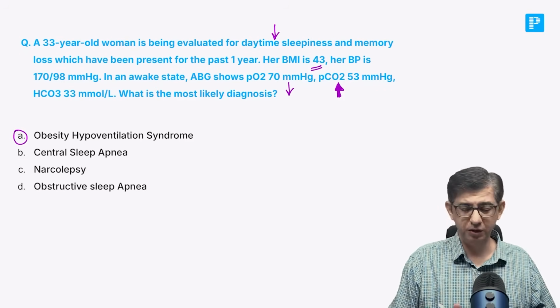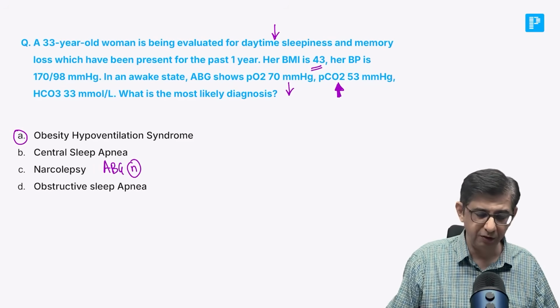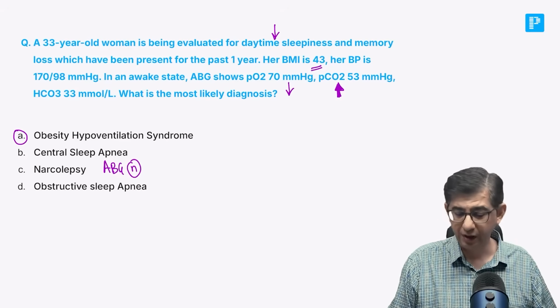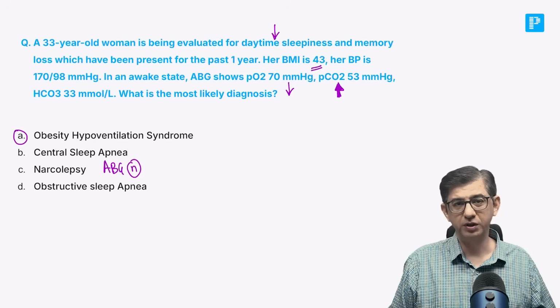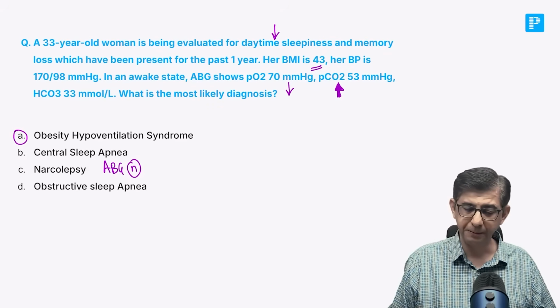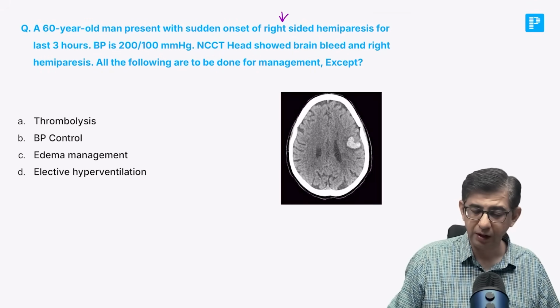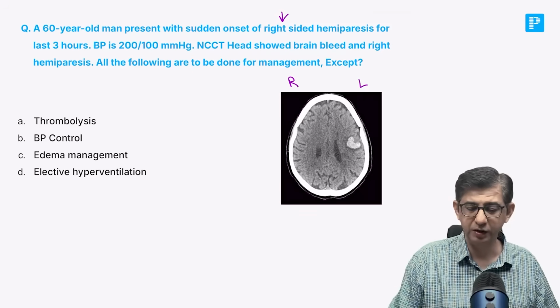Narcolepsy will not have ABG changes. I mean, in narcolepsy, the ABG levels would be perfectly normal. And considering the demonstration of respiratory acidosis, that's why the word Pickwickian syndrome or obesity hypoventilation syndrome is present. Then you can see a sudden onset right-sided hemiparesis that is occurring in this patient. On the left-hand side, there is a bleed. On the right side, there is weakness.